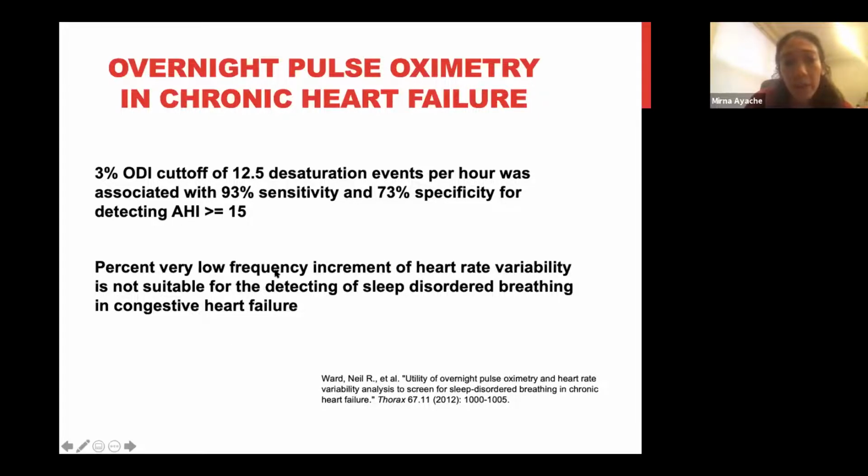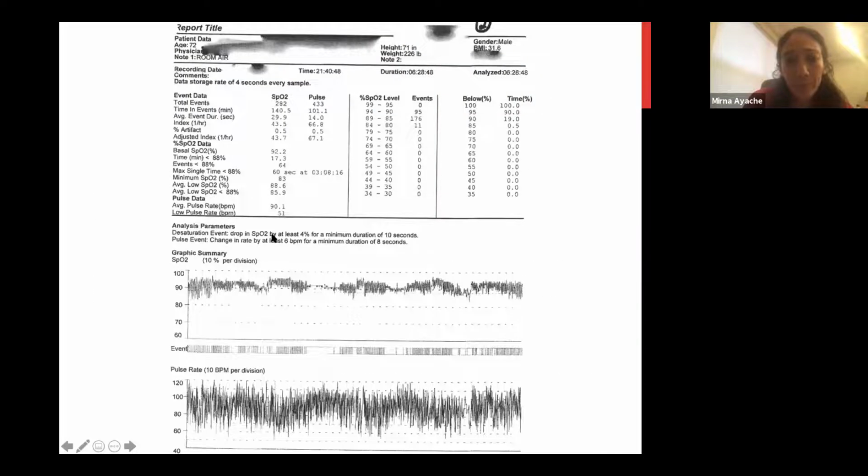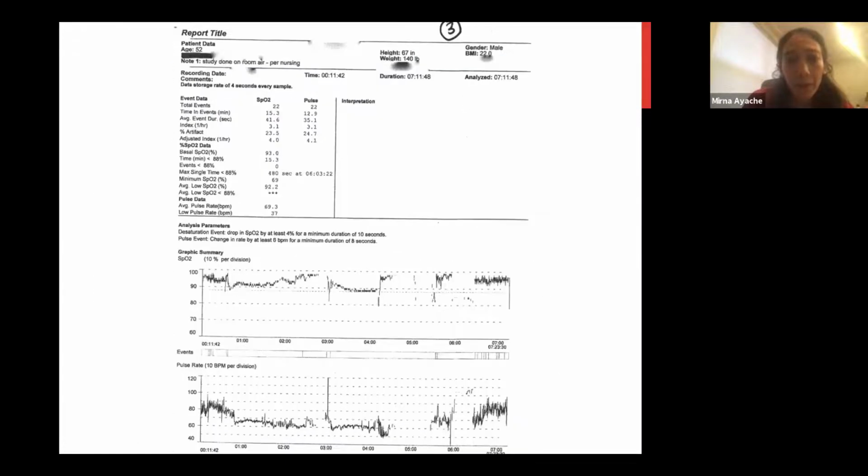In this particular study, they used a very low frequency increment of heart rate variability to see if that detects sleep disordered breathing. They did not find it a significant parameter. I know other studies have shown that heart rate variability can help in detecting sleep apnea, but not in this particular study. Okay, so those are examples.